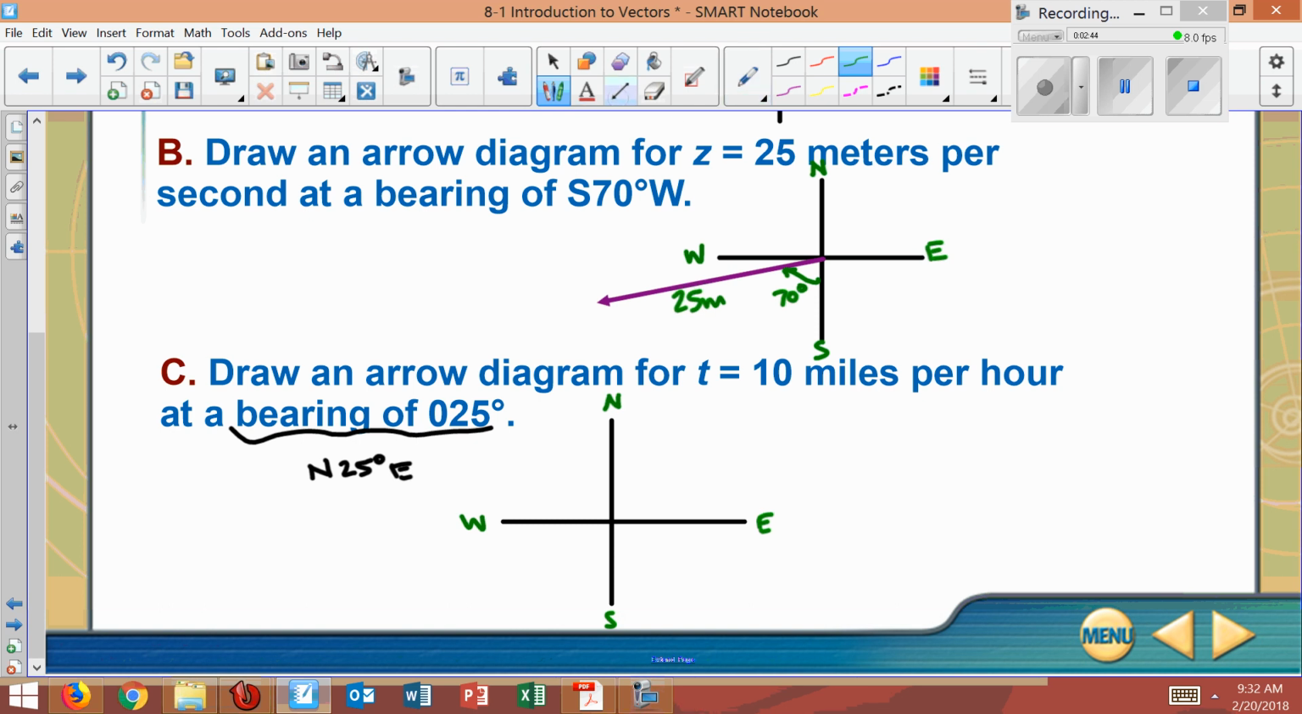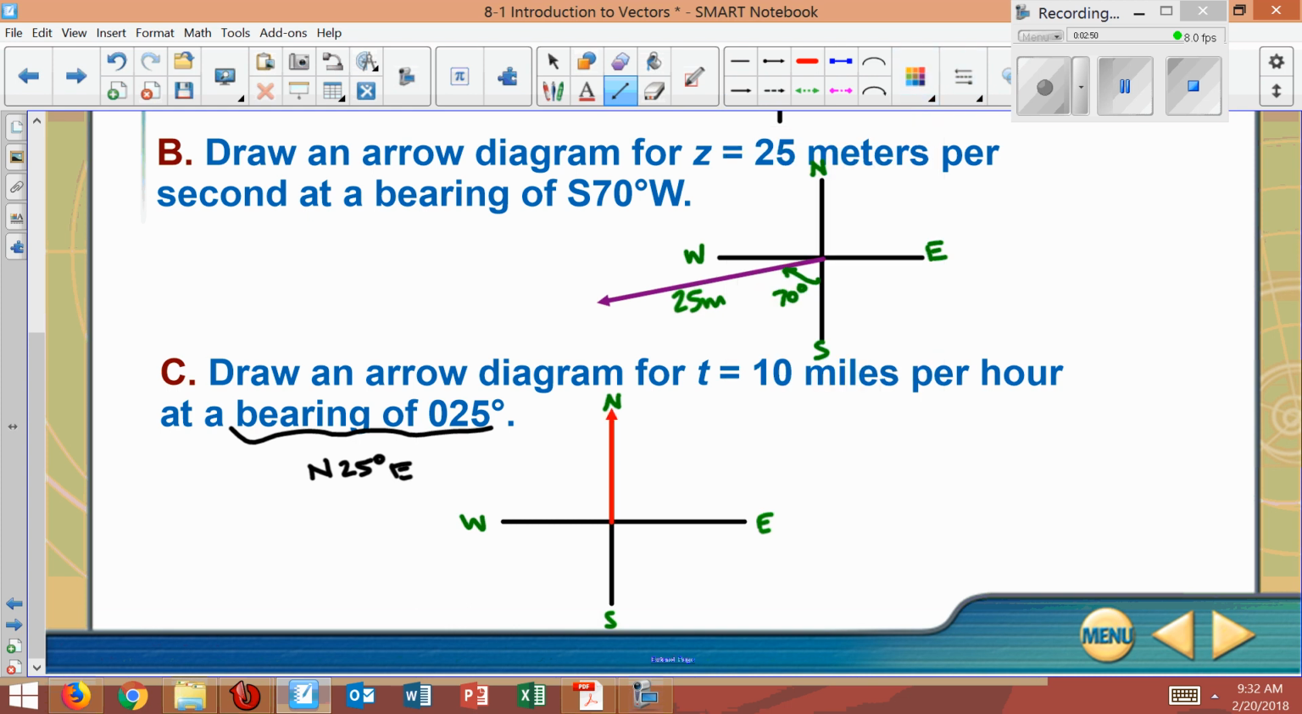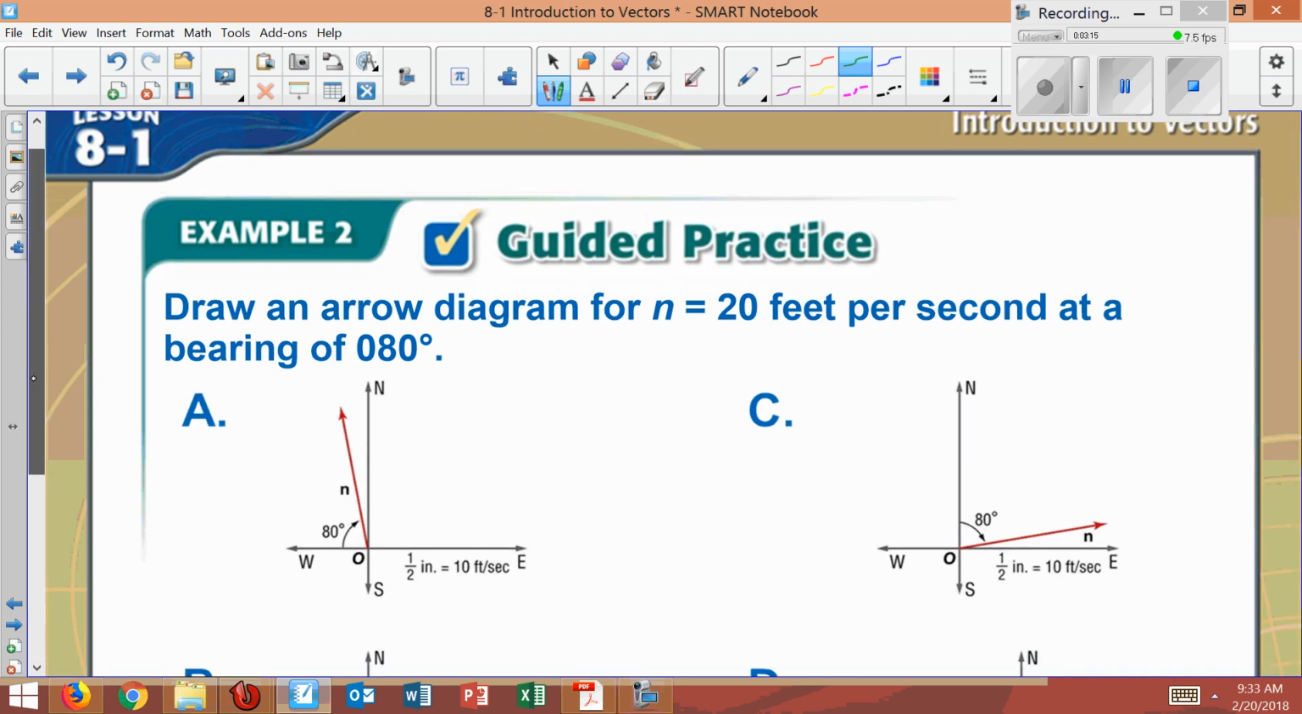And so I will get another vector here. And so here is 0 degrees. 25 would be a little less than 30, so I'll say about like that. And it would head on for 10 miles in that direction. So here is this value. This would be 25 degrees, and this would be 10 miles long. Since I said meters there, I'll write out miles to keep them separate. So the red would be the answer. Now here's one for you to try. See what you can come up with.